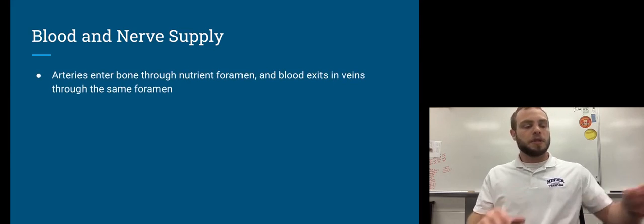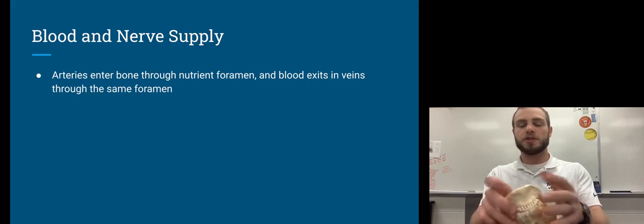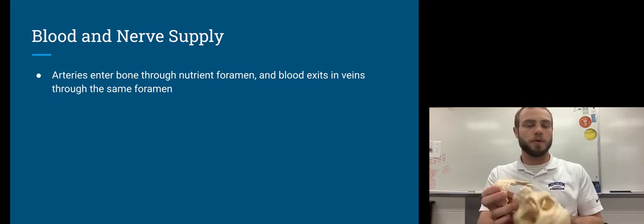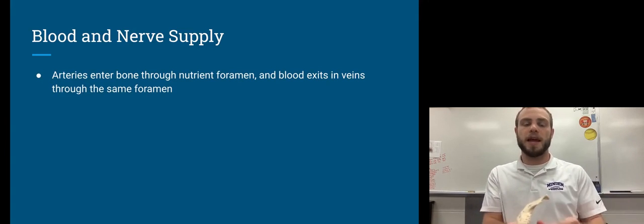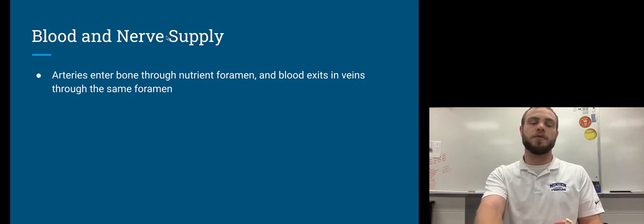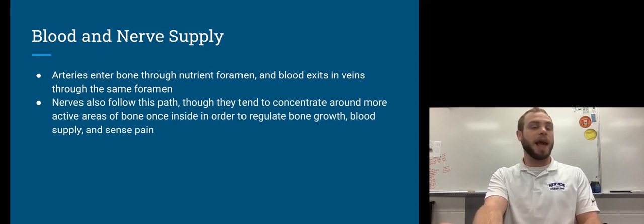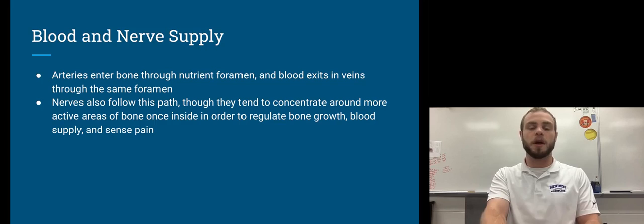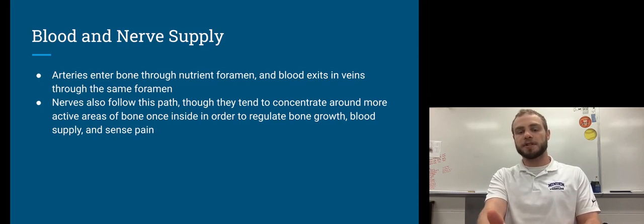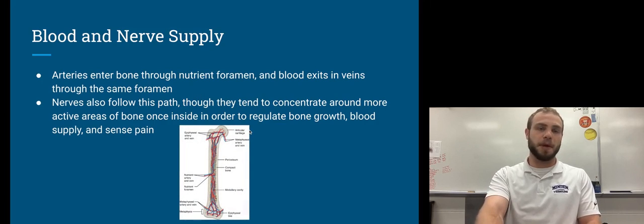So like I mentioned, it is important for bones to be able to gather nutrients. They still need oxygen. They still need glucose for those cells. And so arteries are going to enter a bone through what's called a nutrient foramen, and blood is going to exit through veins through those same foramen. Nerves will also follow that path, though your nerves will tend to be in very active areas of the bone and don't necessarily branch everywhere in the bone. But it makes sense that they would go to active areas of the bone to make sure they are regulating things like bone growth, blood supply, being able to sense pain and things like that.